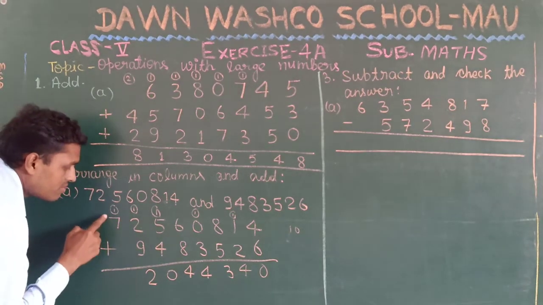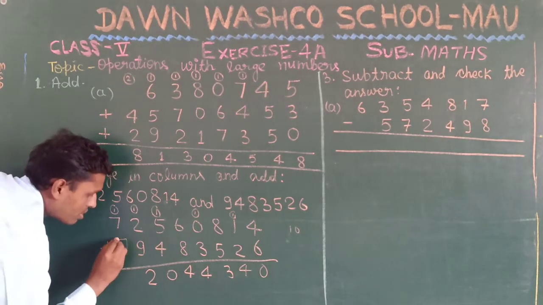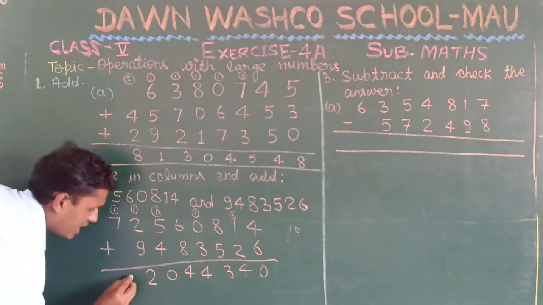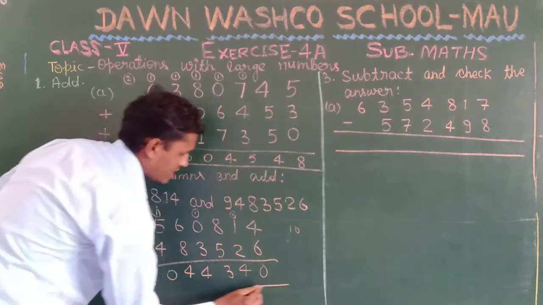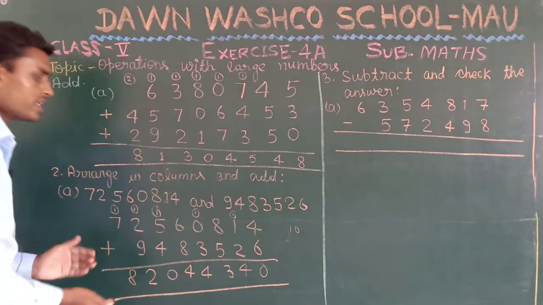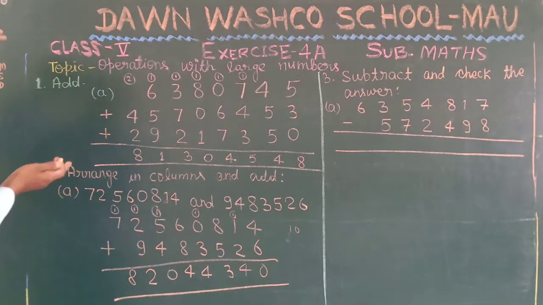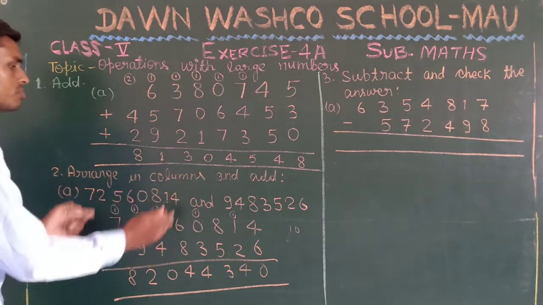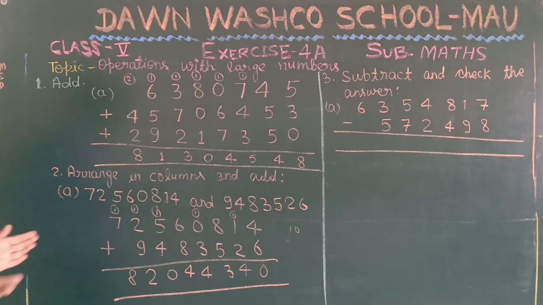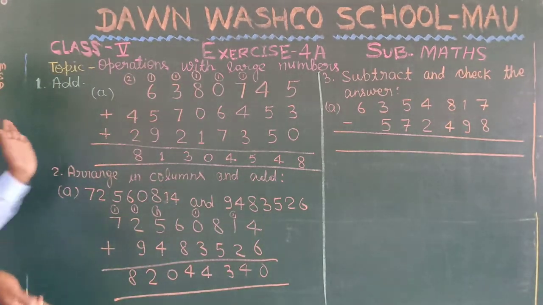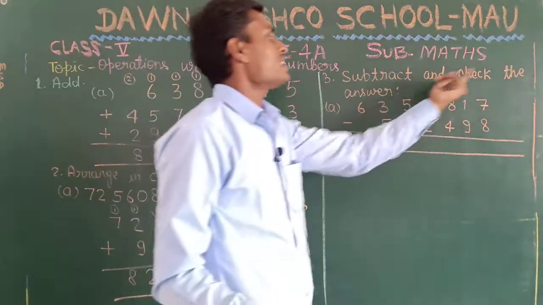Now we have 7 and 1. And here we have no number, that is 0. So 7 and 1 is 8. And this is the sum of question number 2. So by this method you can do question number 2. Now I think you are familiar with this question and you can do it. Question number 3 is subtract and check the answer.